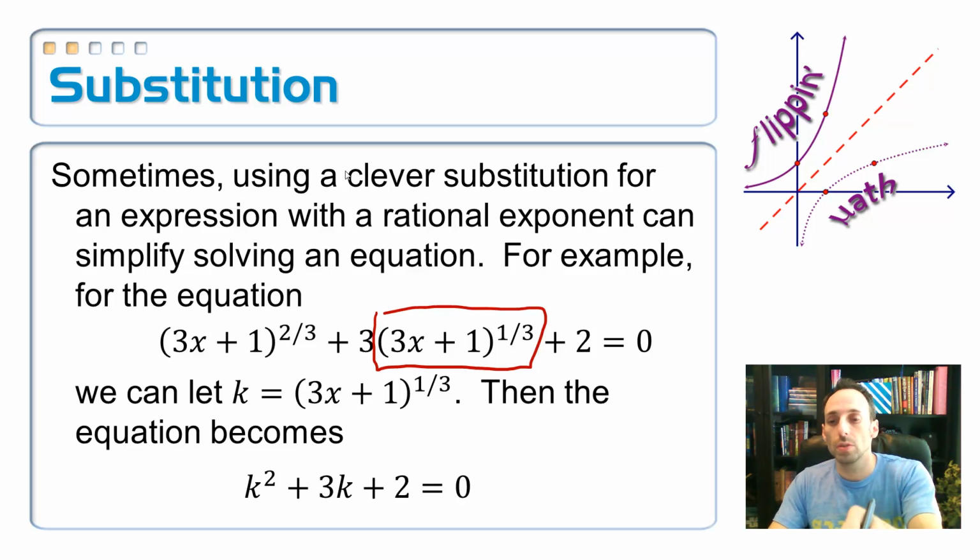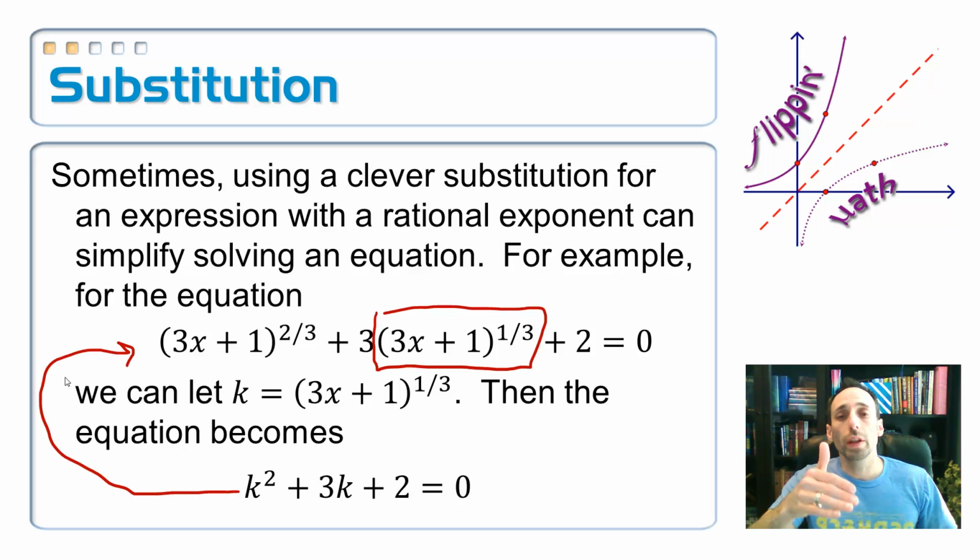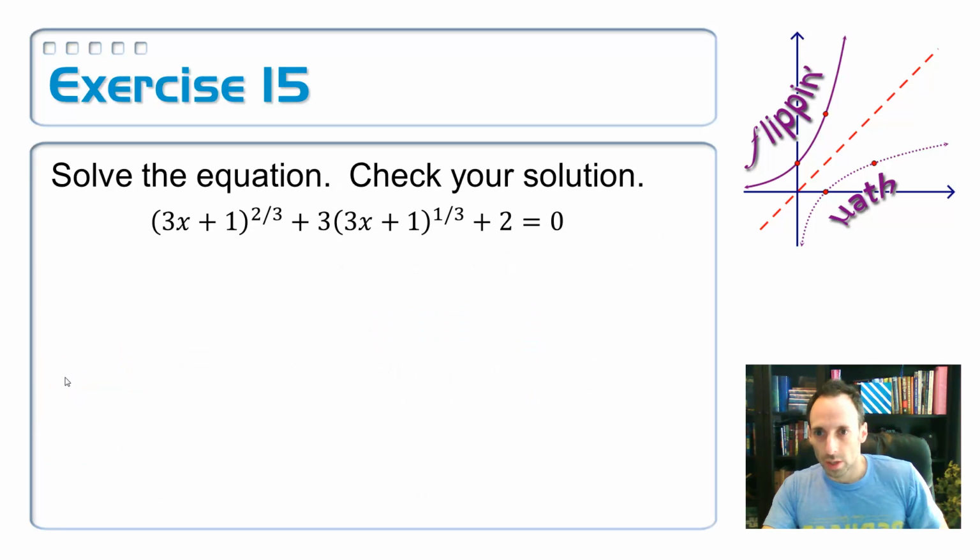So that turns into k squared plus 3k plus 2, right? This is the same exact equation as this one in the middle, as long as you understand that k is supposed to be equal to 3x plus 1, all raised to the 1/3 power. Okay? And then we'll unsubstitute that at the end. Let's see. So, like I said on the previous slide, k is going to be equal to 3x plus 1, all of this raised to the 1/3 power.